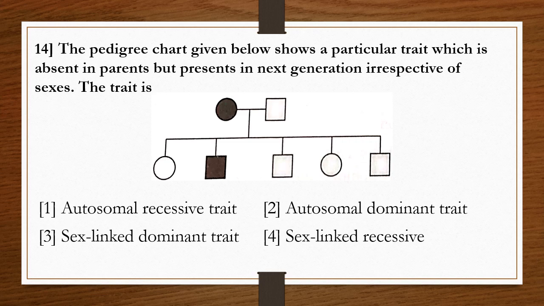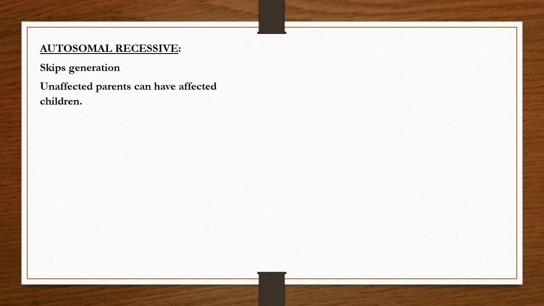We have already given this in part 5. If you refer there, we clearly explained how to identify autosomal recessive and autosomal dominant pedigree charts. So now let's see that information. Autosomal recessive skips generations. Unaffected parents can have affected children. What is the question? Absent in parents but present in the next generation. That means unaffected parents can have affected children.